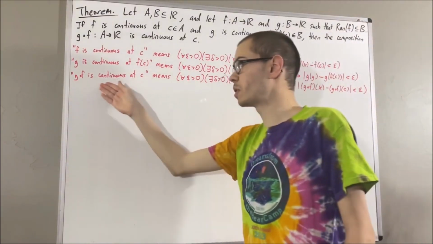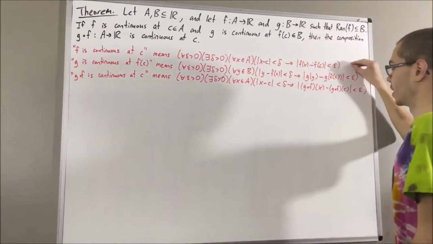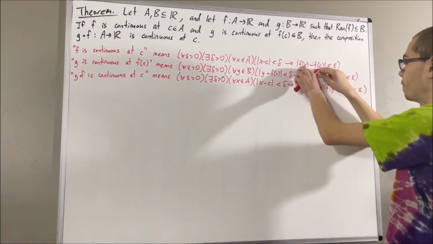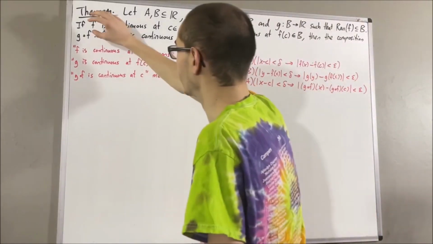And to say g compose f is continuous at c is pretty much the same thing as saying f is continuous at c. It's just instead of the function f, we have the function g compose f. Okay, so now let's get into proving this theorem.